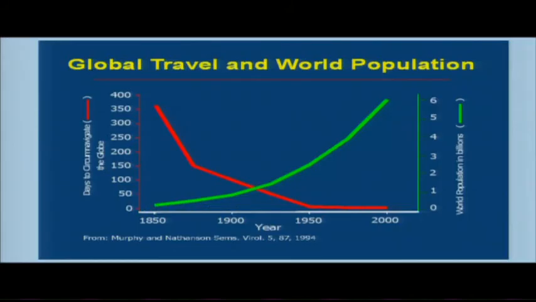This is an old slide, but a good one, I think, which shows the massive increase in population in the last about 160 years. At the same time, as you see on the red line, the days to circumvent the globe have gone from an entire year down to a day. So you can just about go from one place to any other place in the world within a day or two. That's a huge difference.